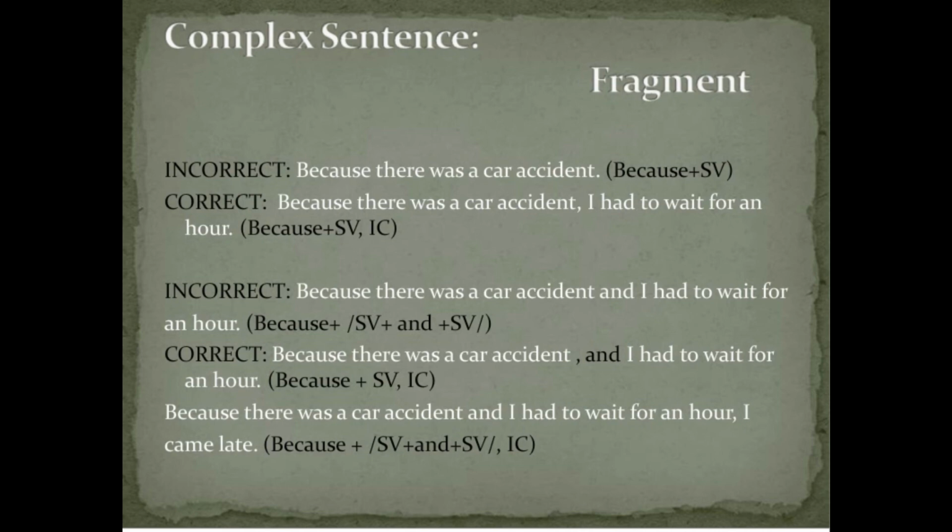In order to make this sentence correct, you can either get rid of "and" and have just DC, IC. For example, "Because there was a car accident, comma, I had to wait for an hour." Or you can have two subject-verb units in the DC and at the end finish it with an IC. "Because there was a car accident and I had to wait for an hour, comma, I came late."